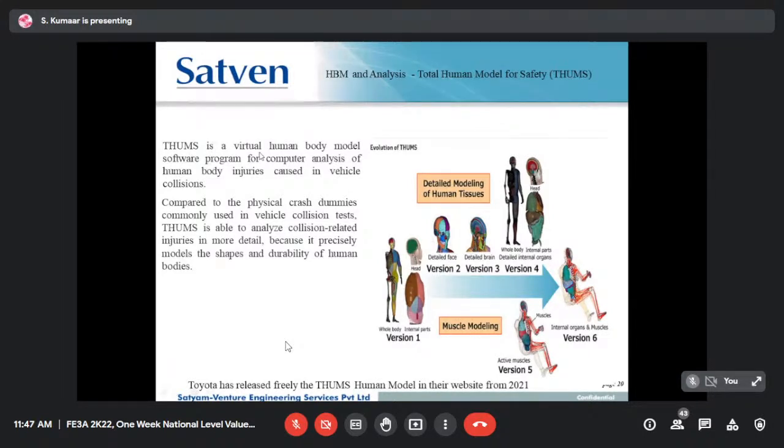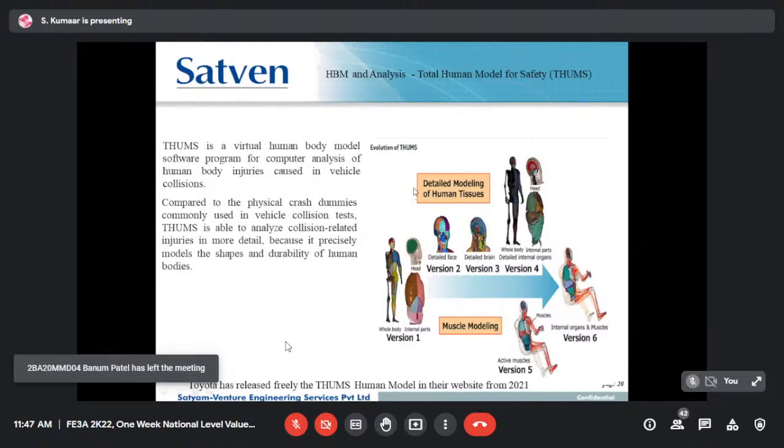THUMS is a virtual human body model, a program for computer analysis of human body injuries caused in vehicle collisions. Compared to the physical crash dummies commonly used in vehicle collision tests, THUMS is able to analyze the collision and related injuries in more detail because it precisely models the shapes and durability of human bodies. In 2021, Toyota released the THUMS model, freely available on their website. If we need this model, we can register and log in on their website and get all these models.